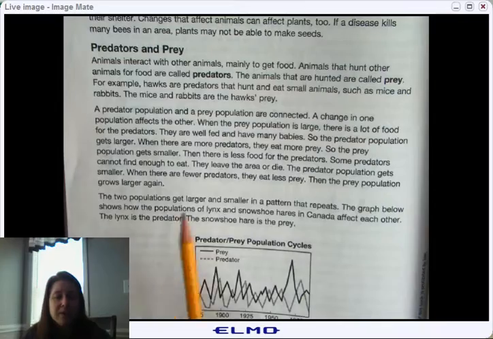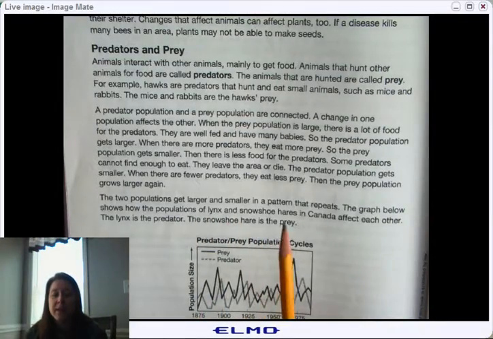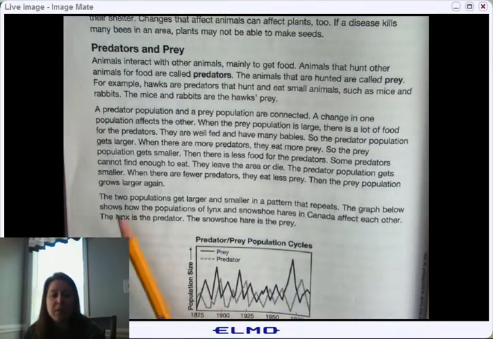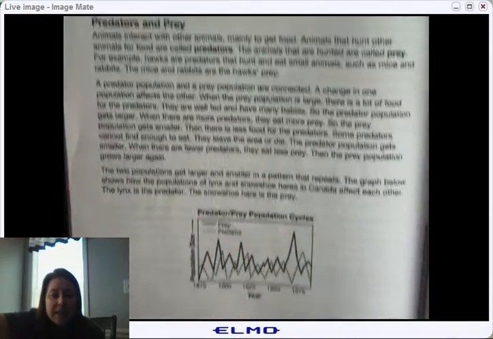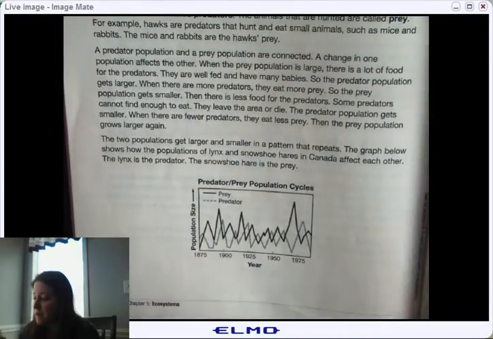The two populations get large and small in a pattern that repeats. The graph below shows how the populations of lynx and snowshoe hares in Canada affect each other. The lynx is the predator and the snowshoe hare is the prey.